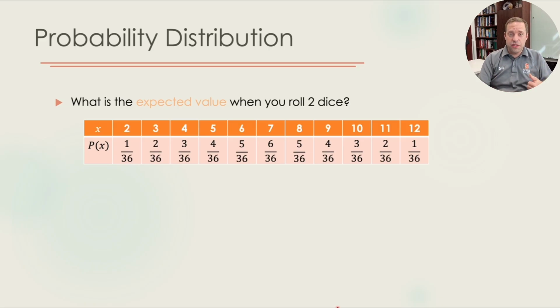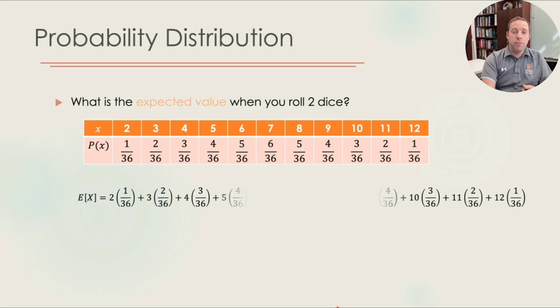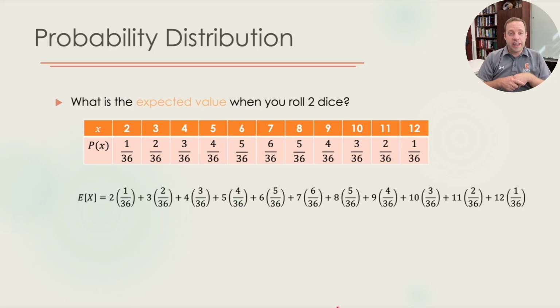Well, we're going to take each value and multiply it by its probability. So here I have the value of 2. What's the probability of rolling a 2? 1 out of 36. Next value is 3. What's the probability of rolling a 3? 2 out of 36. Next value is 4. What's the probability of rolling a 4? 3 out of 36, and so on.